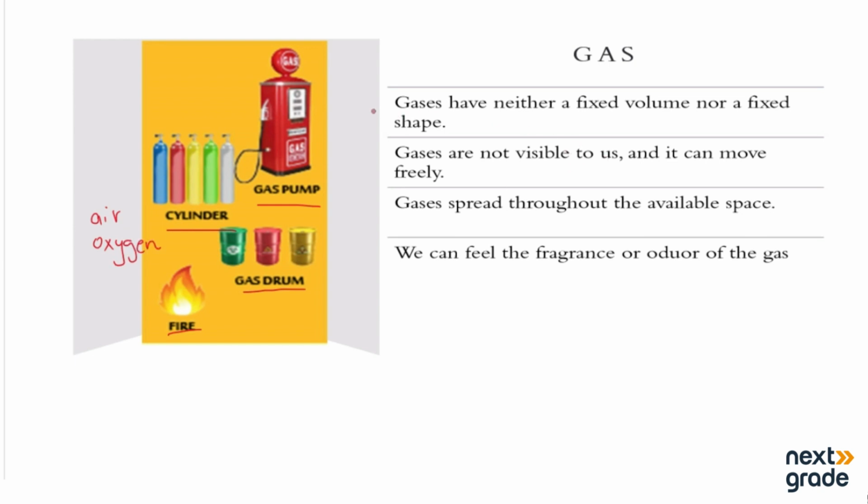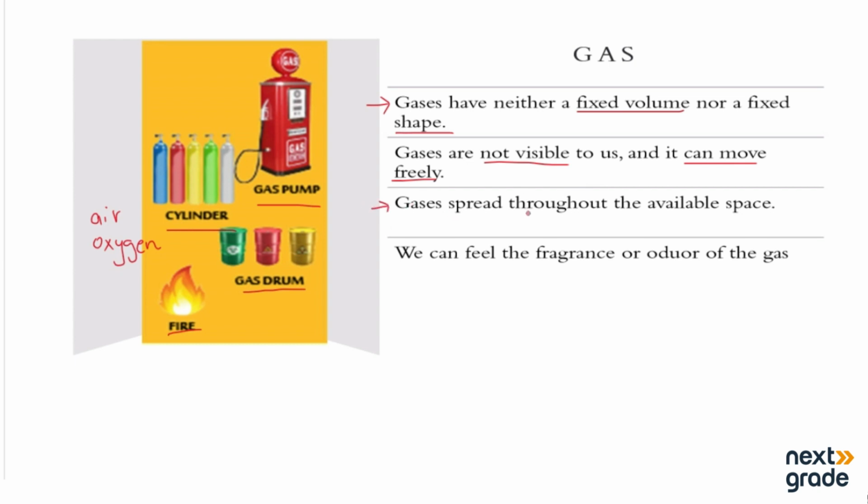So gases have neither a fixed volume nor a fixed shape. गैस की ना ही कोई फिक्स वॉल्यूम होता है और ना ही कोई शेप होता है. Alright, gases are not visible to us. हमें नज़र नहीं आती. And it can move freely. और ये बिल्कुल freely move करती हैं because इनके particles जो हैं वो एक दूसरे के बिल्कुल करीब नहीं होते. They are far from each other and that is why they are free to move around.